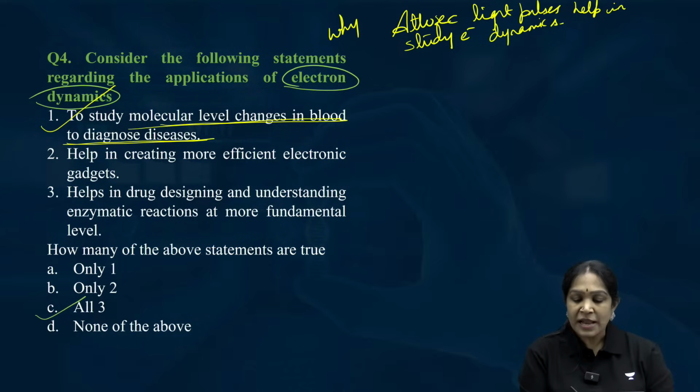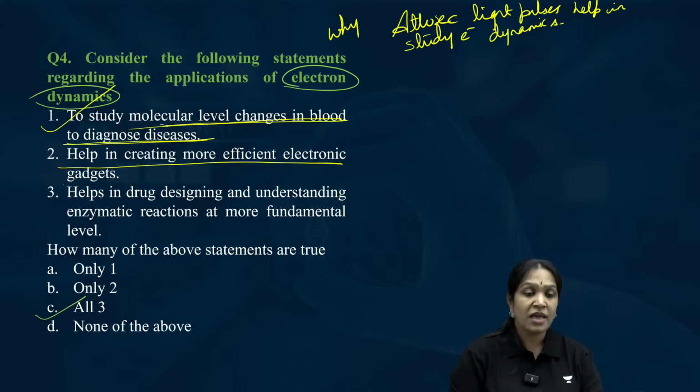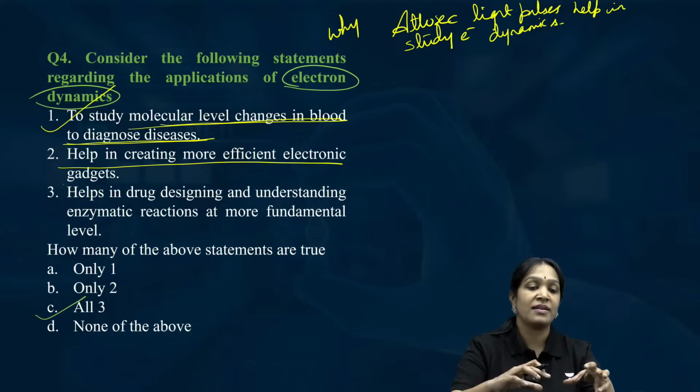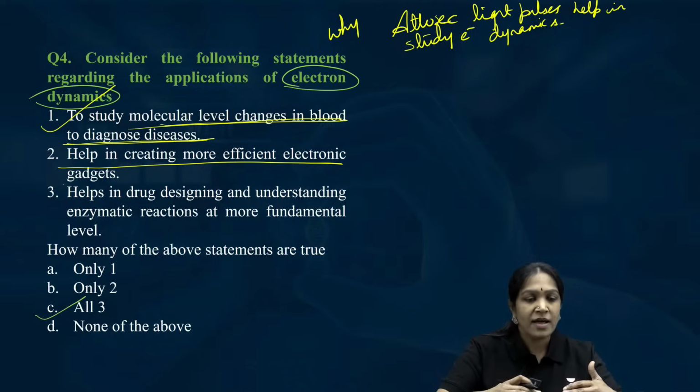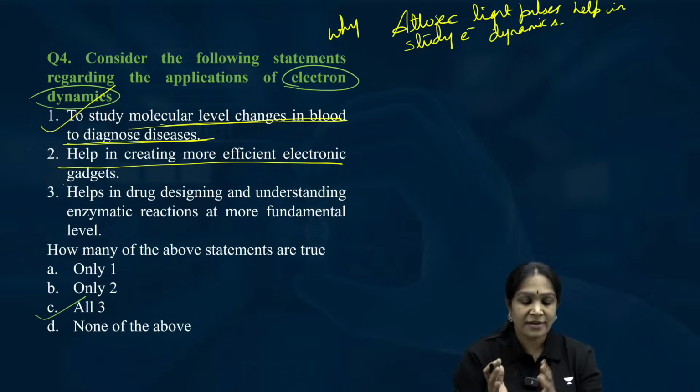They help in creating more efficient electronic gadgets, because you will understand the electronics in more detail. Why? Because you are understanding the electronics at the subatomic level. At a very fundamental level, we are understanding the material. So they can help in the manufacture of better electronic material.